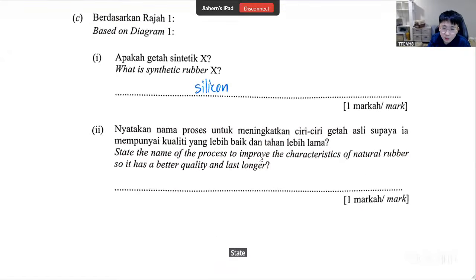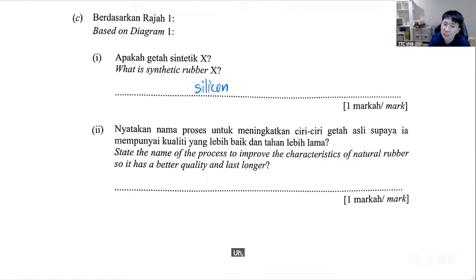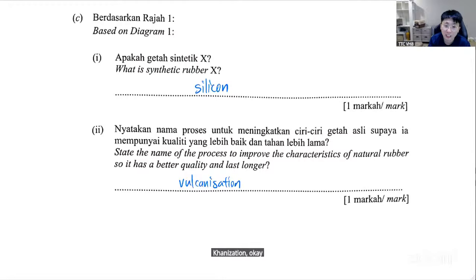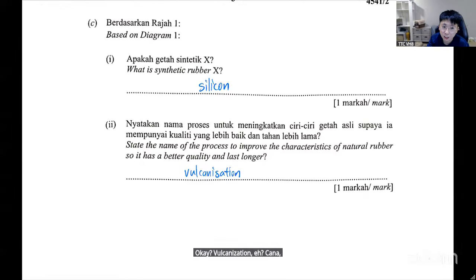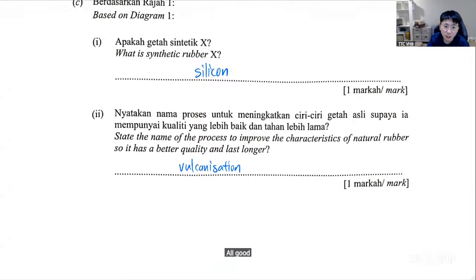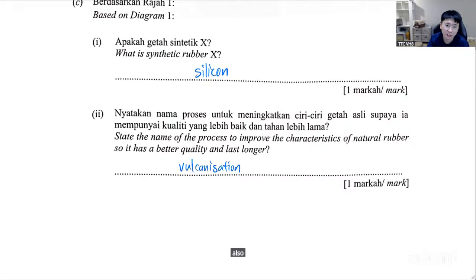State the name of the process to improve the characteristics of natural rubber so it has better quality and lasts longer. I think you are all familiar with this because we just learned it last week. We call it vulcanization. Addition of sulfur cross-links is too much, because they just want the process name. So we just call it vulcanization. What if I spell it with a Z instead of an S? Also can. That is just the England and US spelling difference.